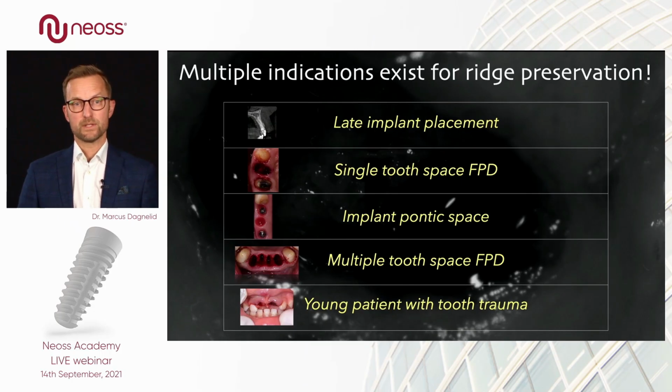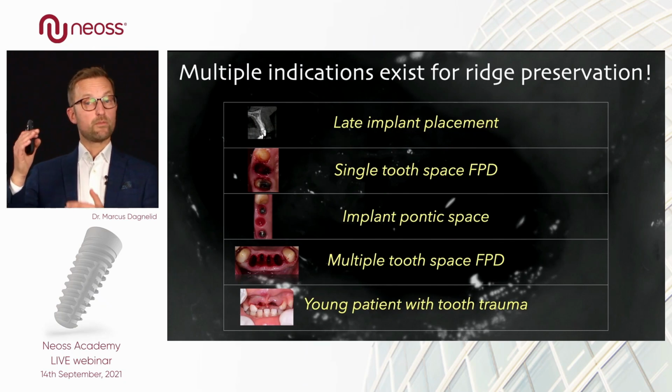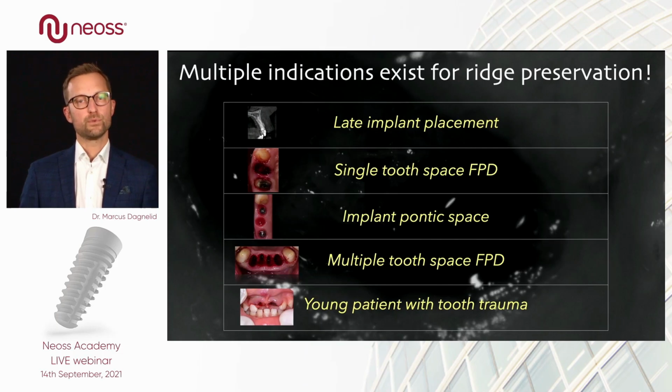We showed you the single tooth space. So simple, straightforward again, a fixed partial denture. You do this every single day in your clinics. And again, you can have a better result in the end if you just try to preserve the ridge as much as possible. You have the implant Pontic space that I showed you, where you place implants and you have a Pontic site in between. Again, we're trying to preserve the space also there, not only surrounding the implants, but also the Pontic space. You extract multiple teeth, but still, we can of course add some material into these extraction sockets and again preserve as much tissue as possible.